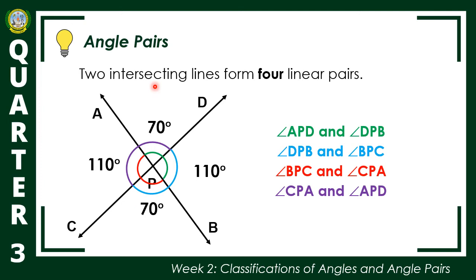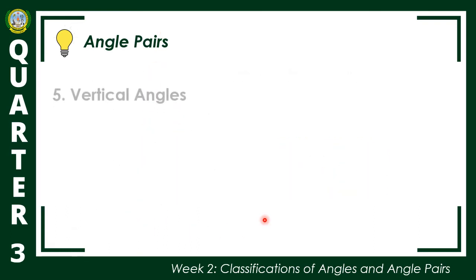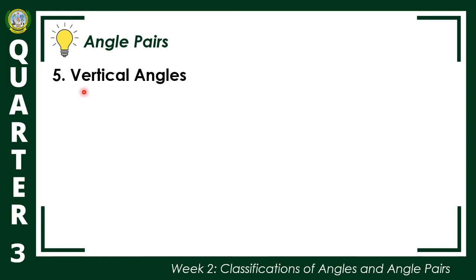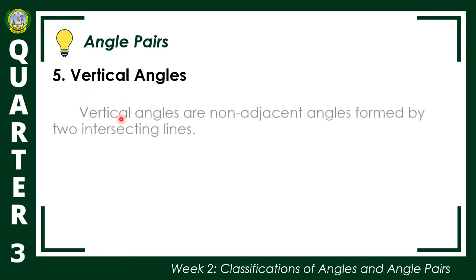So as you can see, nag-form po ng dalawang pares po ng congruent angles. Okay? So congruent again means equal yung measurement. Ang tawag po dun sa angles na yon, yung parehas po ng measurement, as you can see, yung magkabaliktaran, ang tawag sa kanila is vertical angles. Ito na po yung last pair po natin, the vertical angles.